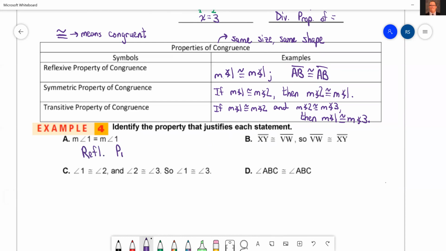Reflexive property of, not congruence. Not congruence. What's our sign say? Equals. The reflexive property of equality. Here's your sign.